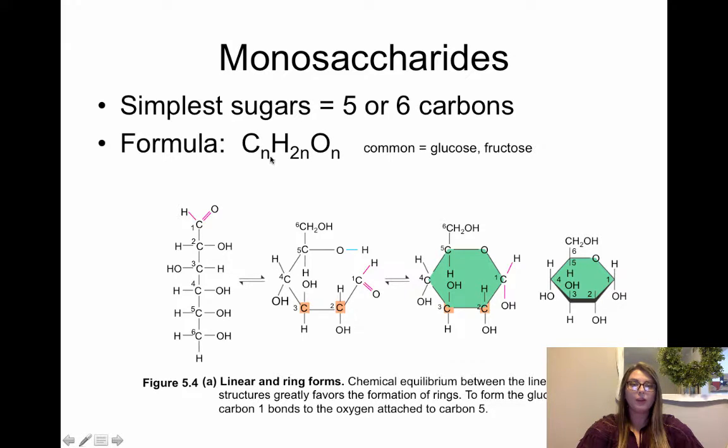So this n right here can be any number. You can plug any number in. If you wanted to do an example of 1, it'd be C1H2O1. So some common monosaccharides are glucose and fructose, which are found in OJ or orange juice.